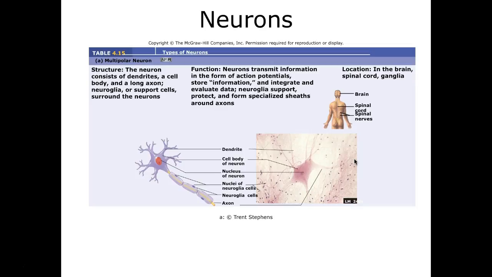We'll also see that we have some nuclei of neuroglia. So let me talk about what neuroglia are. Neuroglia are supporting cells for our neurons.